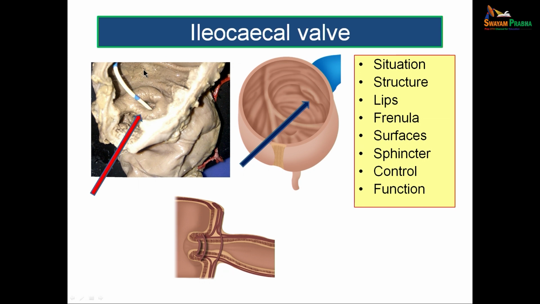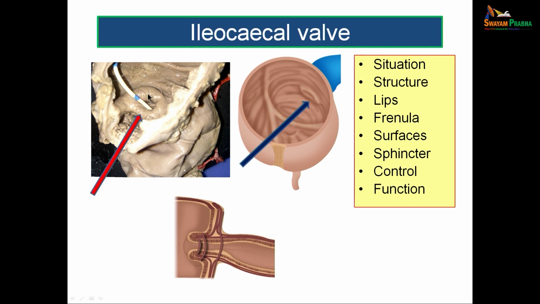This ileocecal valve has two lips. You can see an upper lip here and a lower lip. The upper lip is horizontal, whereas the lower lip is concave superiorly. The two ends of the lips meet and you find the anterior or the left end is rounded, the posterior end is narrower, and these two ends will continue as two folds of membrane forming what are called frenula.